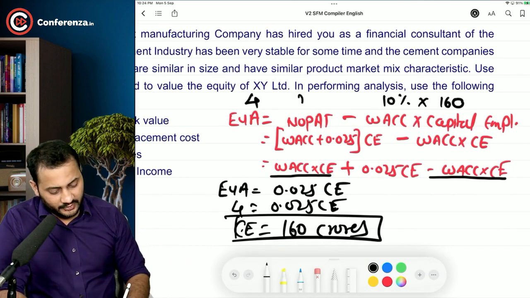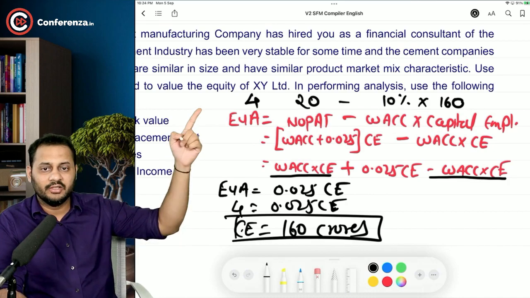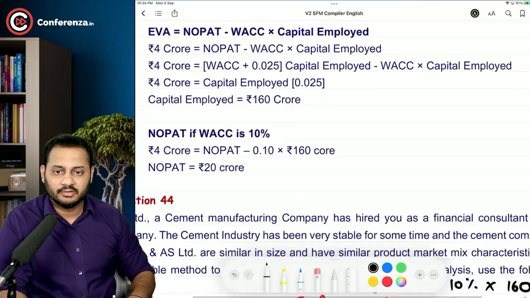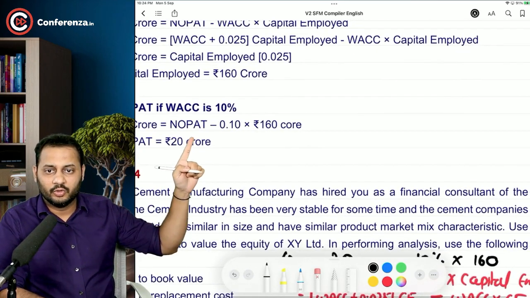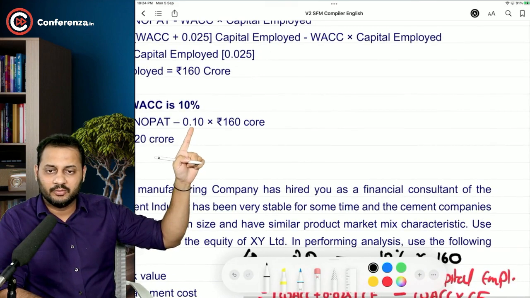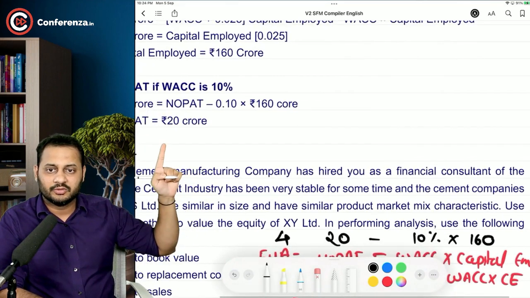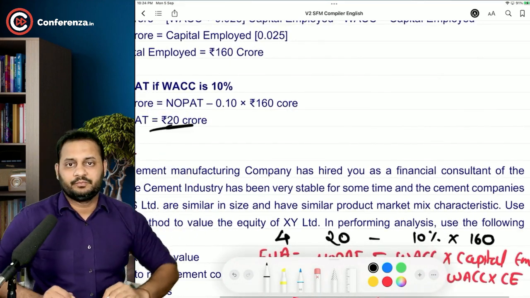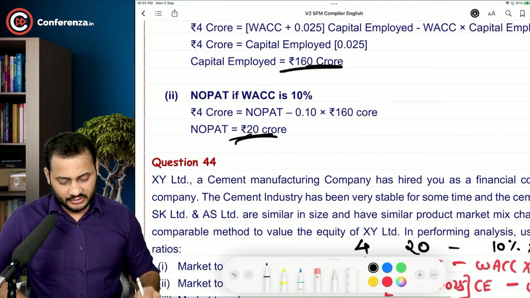16. It will be 20 crore. 20 minus 16 only will give you 4, right? See? 4 crore, NOPAT, 10% of the WACC into 160 crore. So it will be 20 crore. It's very easy. So quite a good question.